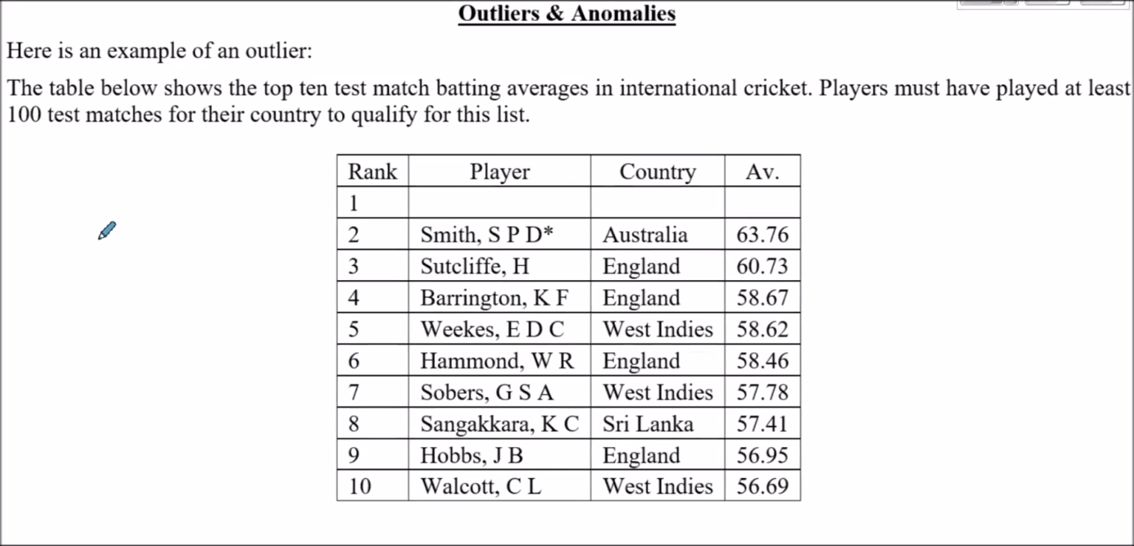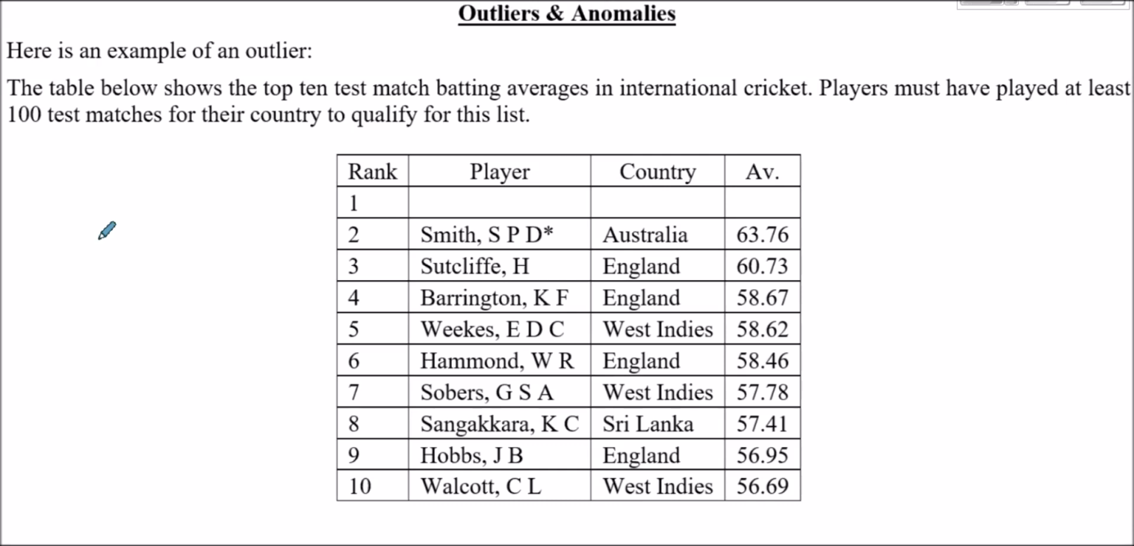Here's an example of an outlier now. This is some real data, based on cricket. If you don't like cricket or don't follow it, don't worry, the maths will still make sense. The table below shows the top 10 test match batting averages in international cricket. To qualify for this list, players must have played at least 100 test matches for their country, so you can't get on the list by playing one match and being lucky and scoring 100. This weeds out the ones that may have just had a couple of good innings. If you're on this list, then your average is legitimately good because it's averaged out over many, many matches.